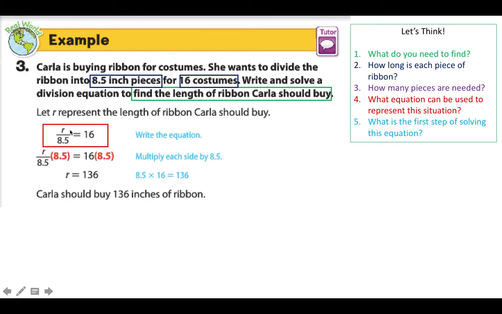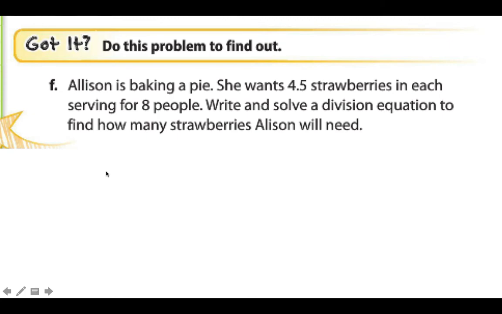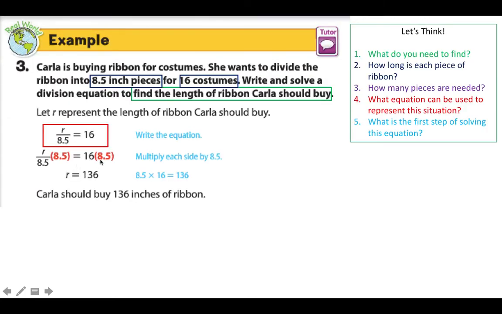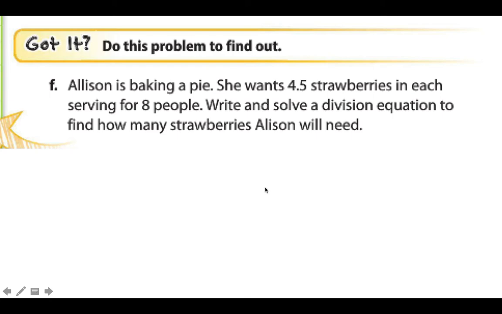Now, we're dividing here, so that means we're going to need to multiply to solve our equation. And we're going to multiply by the number we are dividing by. So that means we're multiplying by 8.5 on each side of our equal sign. These 8.5s are going to cancel out, giving us our variable by itself. And, oops, my bad. When we multiply 16 by 8.5, that gives us 136. So that means Carla needs to buy 136 inches of ribbon. Pause the video, try this one on your own, and we'll see how you do.